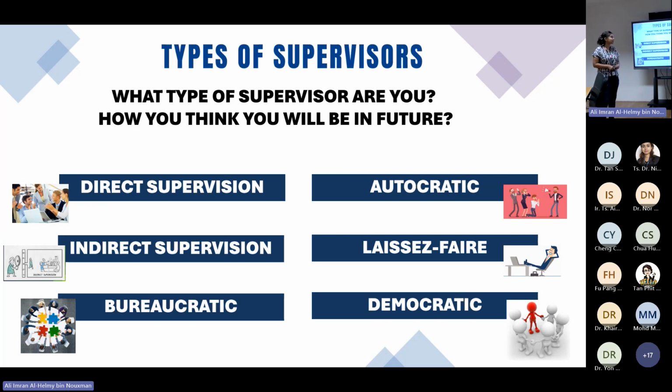Next, we have autocratic. Okay, autocratic means I want you to do this. That kind of supervision. Okay, colleague, I want you to come up with a paper in 3 days time. So that is autocratic. That means I don't want to hear students' point of view. I want this to be done this way. That is that kind of person.